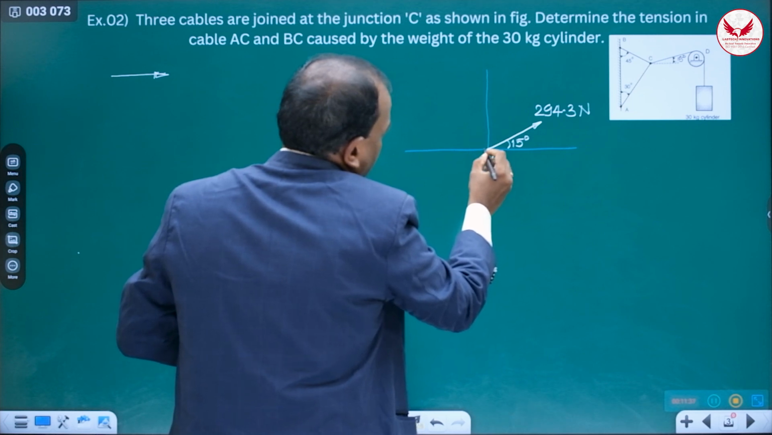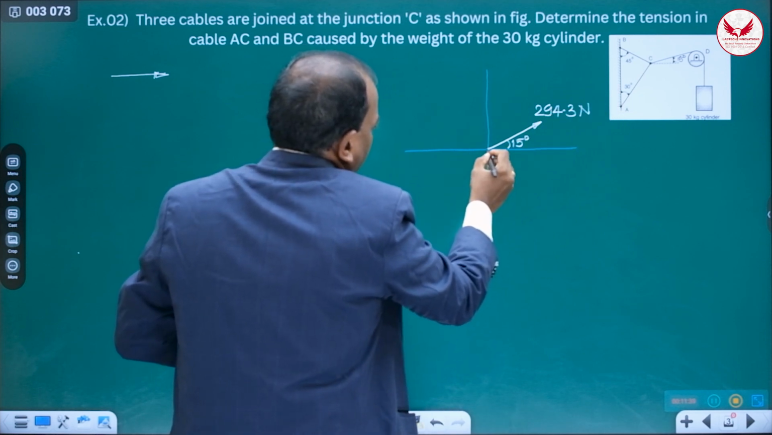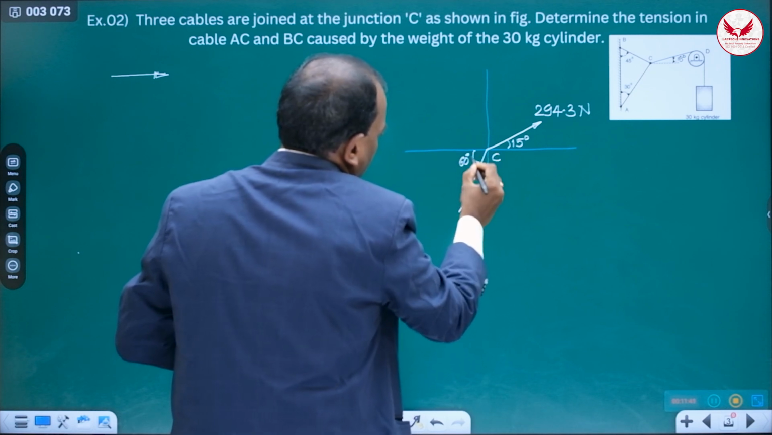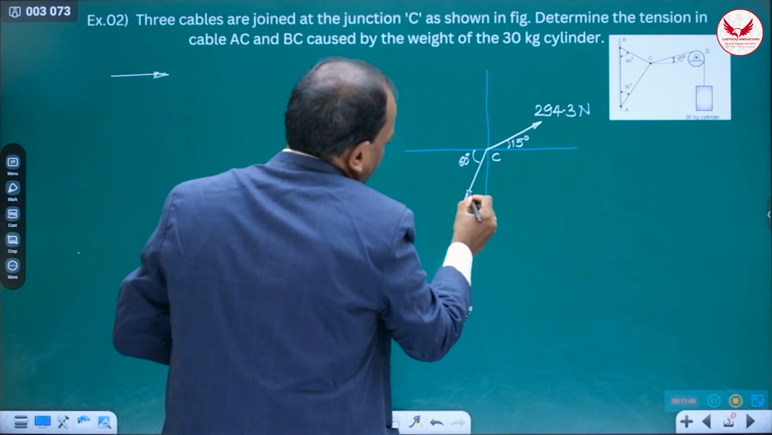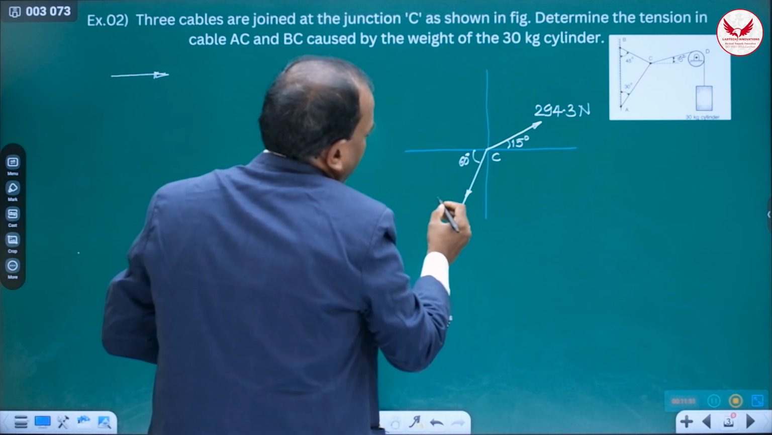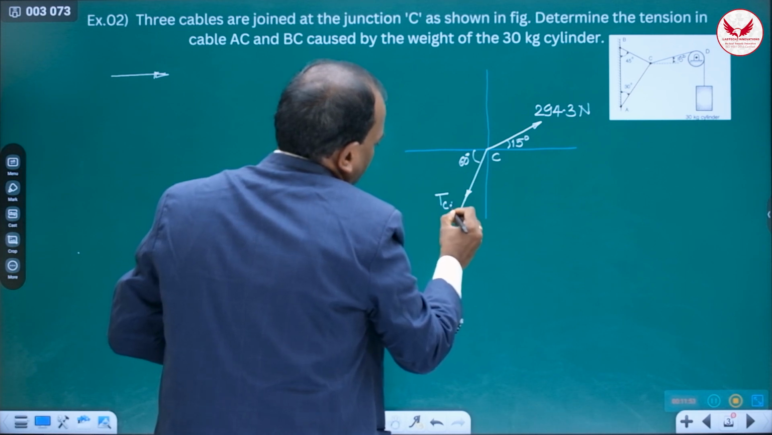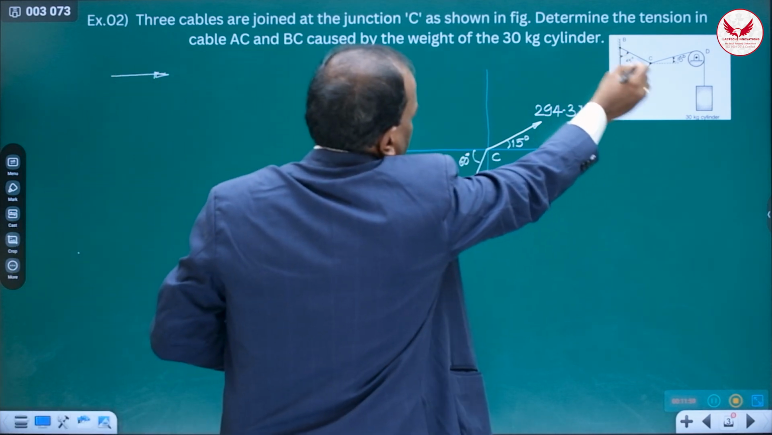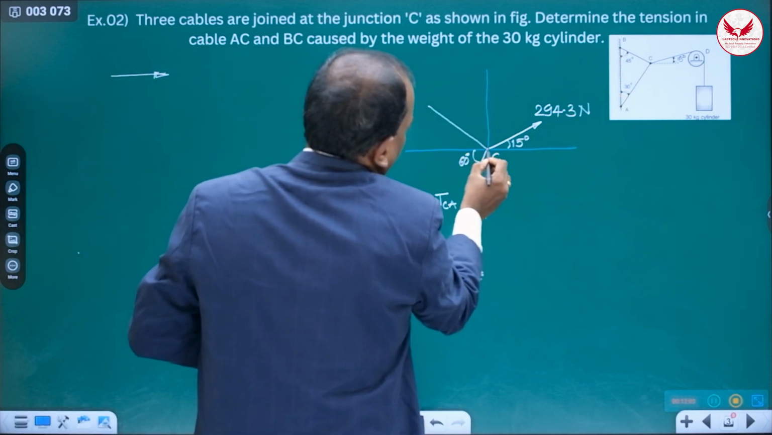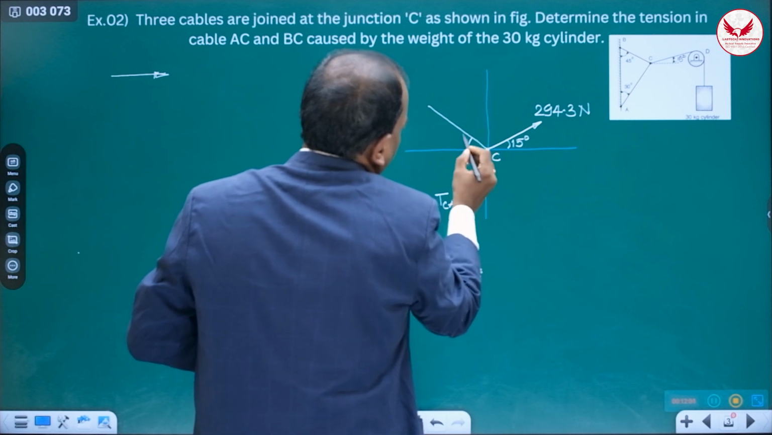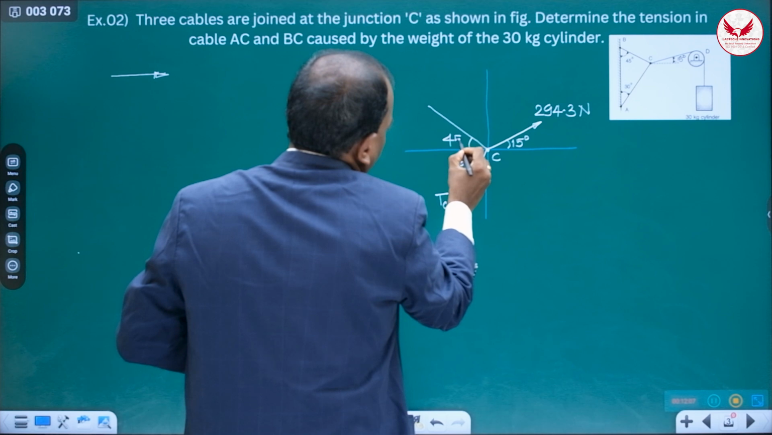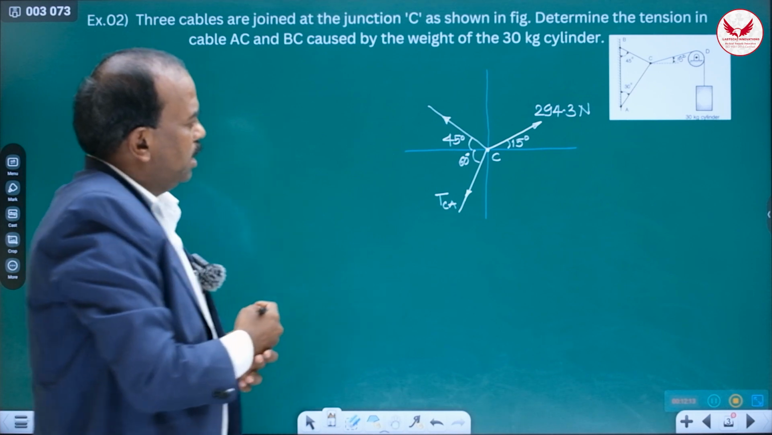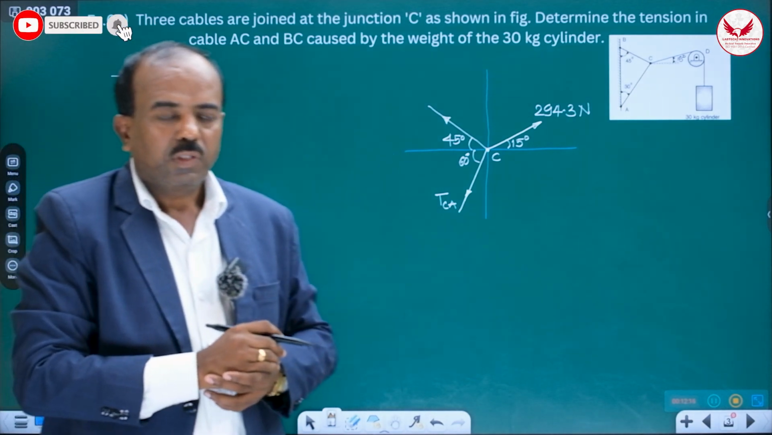Then whatever this CA is there, this point is C. So CA is making a 30 degree angle with vertical, means with horizontal this angle is going to be 60 degrees. And this is the tension in the cable away from C, TCA, tension in cable CA. Similarly, the inclination of this BC, if we cut it, is going to be 45. Means all these forces are meeting at a point, concurrent forces. So it is 45. And again it is going to be a tension away from the point. This is also one of the best cases for using Lami's theorem.